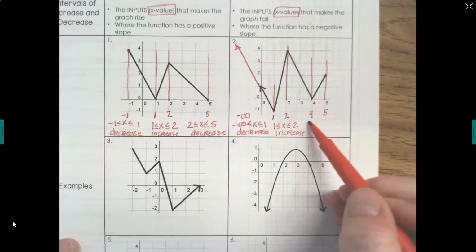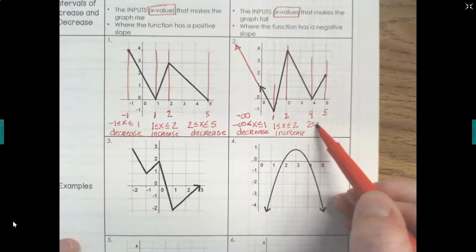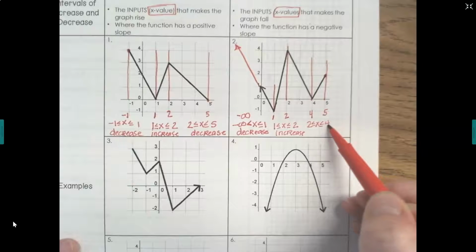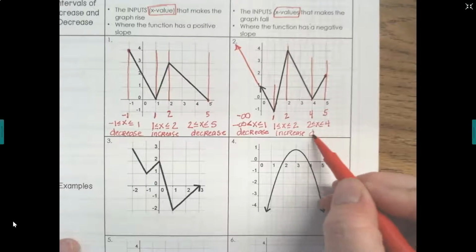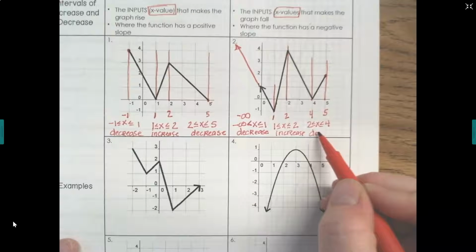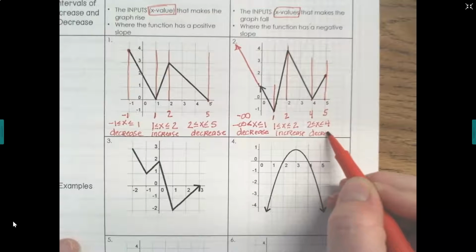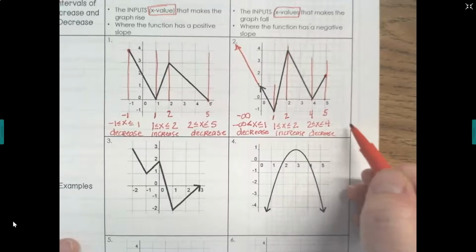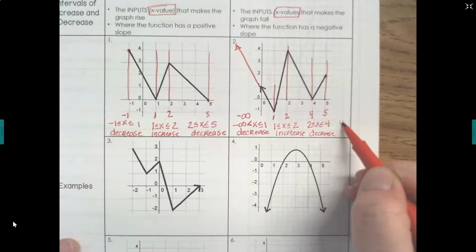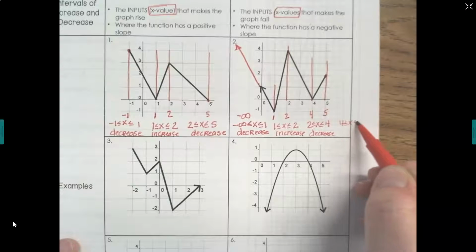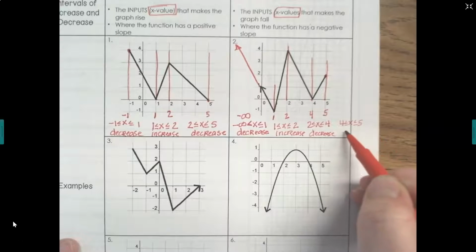2 to 4: 2 is less than or equal to x, which is less than or equal to 4. We're decreasing again. See how they're going up and down, up and down. And then at 4, we head back up again. 4 is less than or equal to x, which is less than or equal to 5, and we're going to increase there.